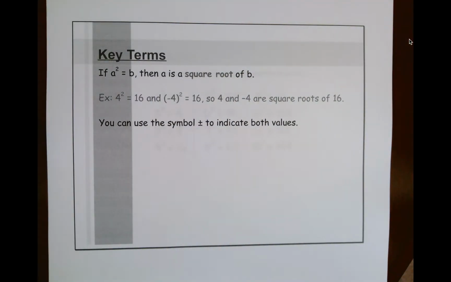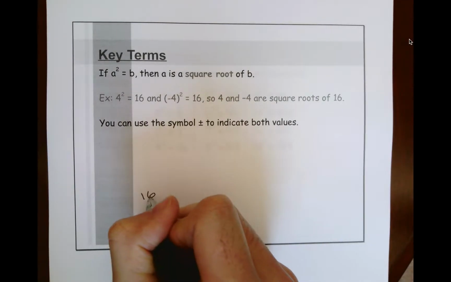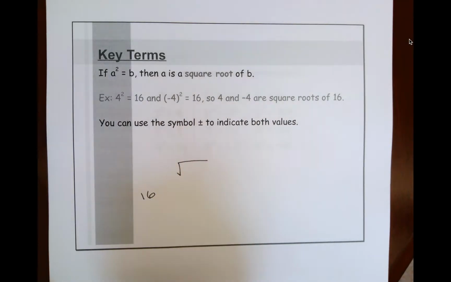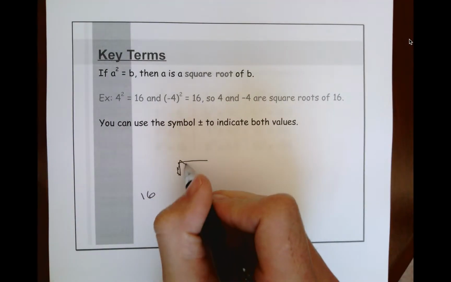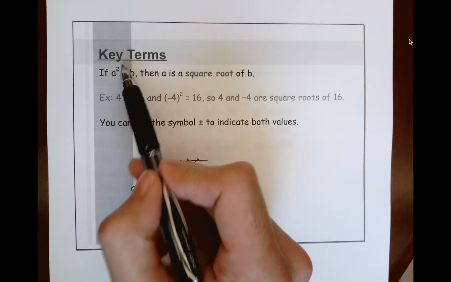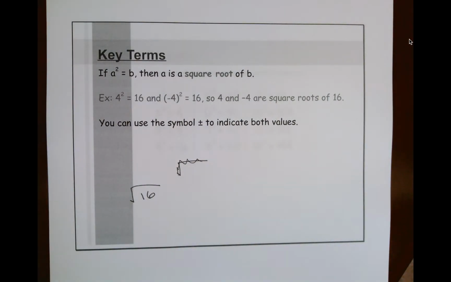So what that means is if we look at a number, say 16, the sign for square root is this. Okay, so the number that's going to be underneath that sign, that's what we're looking at. So if I say the square root of 16, what that means is what number times itself gives me 16. So I'm saying, what times itself gives me 16?